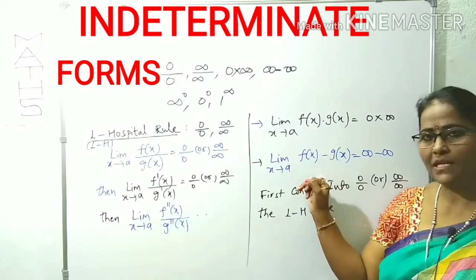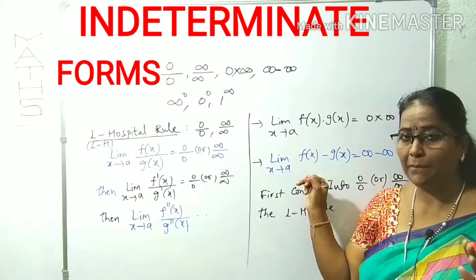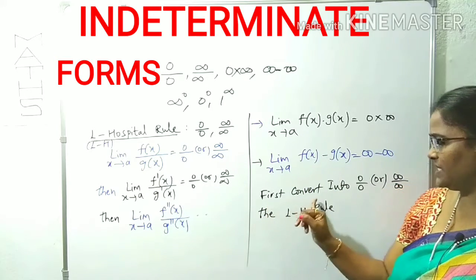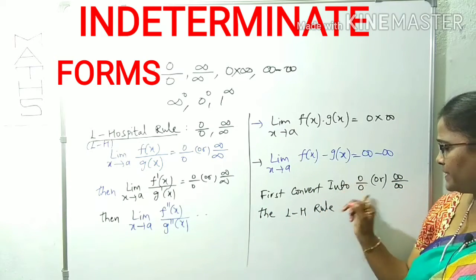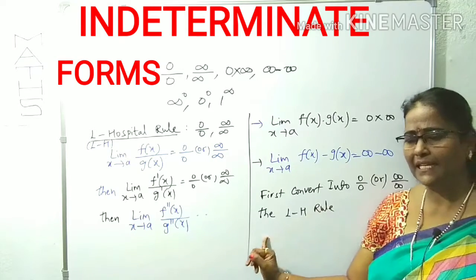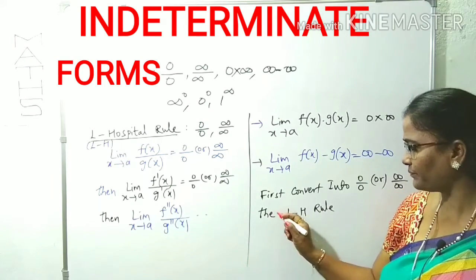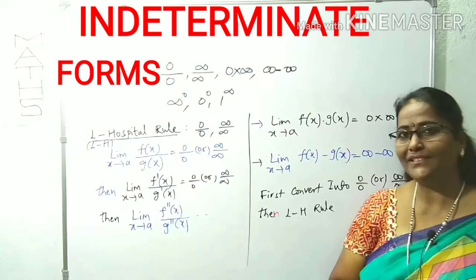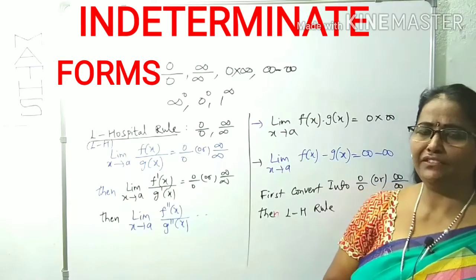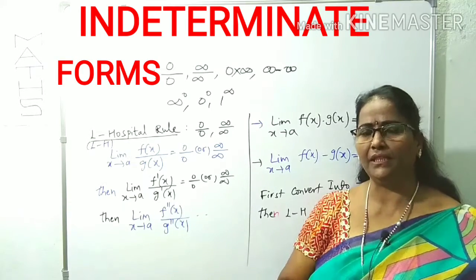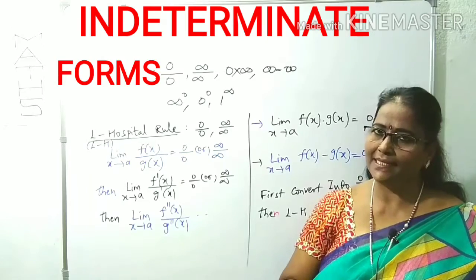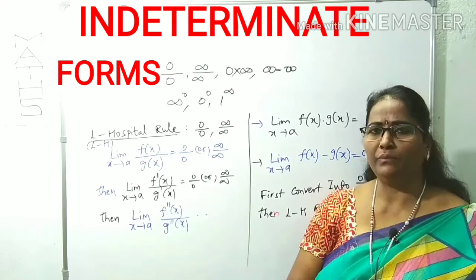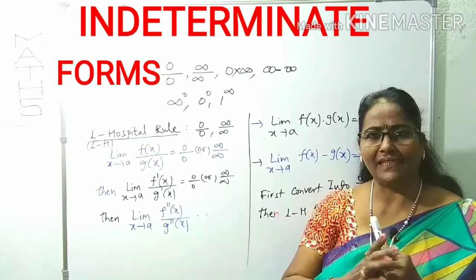In such cases also we can use L'Hospital rule only, but first what you have to do, first convert into 0 by 0 or infinity by infinity, then apply the L'Hospital rule. First we should convert into 0 by 0 or infinity by infinity, then we can apply the L'Hospital rule. Is it clear? Now we can come across the questions, we can get the clear idea about it.